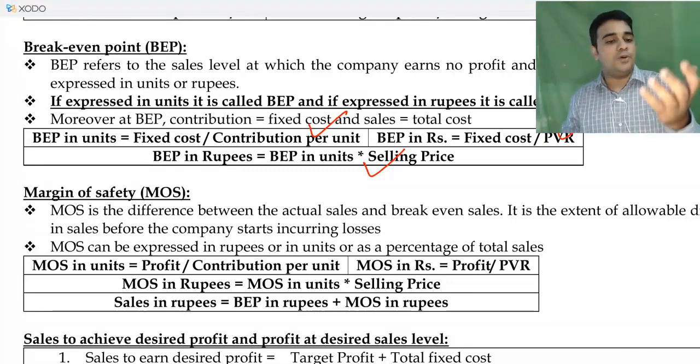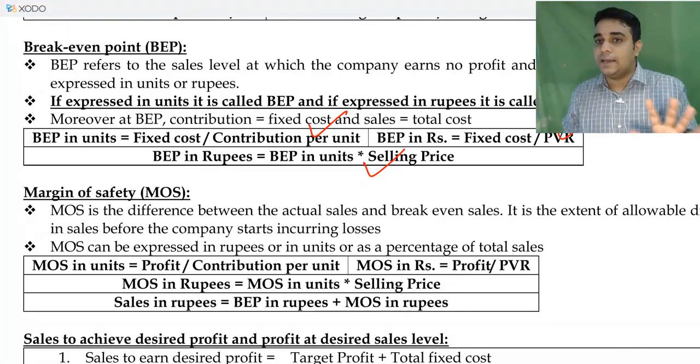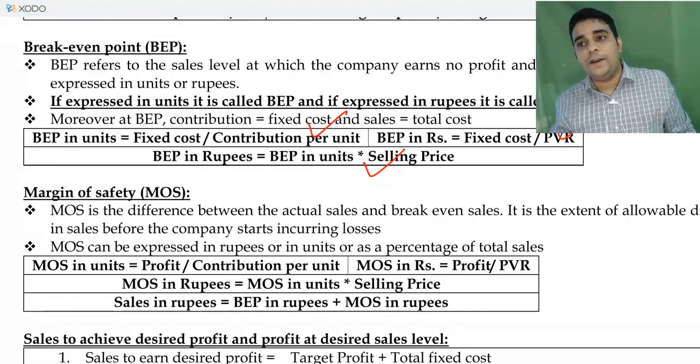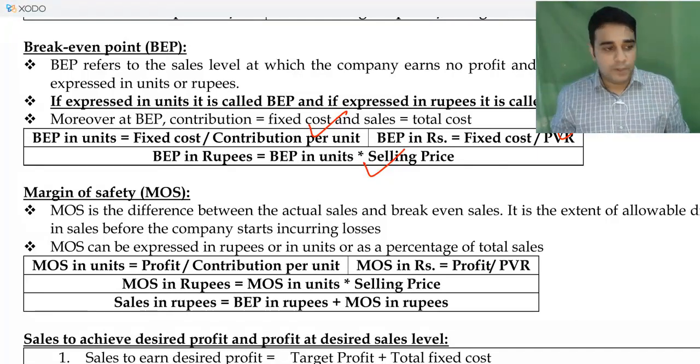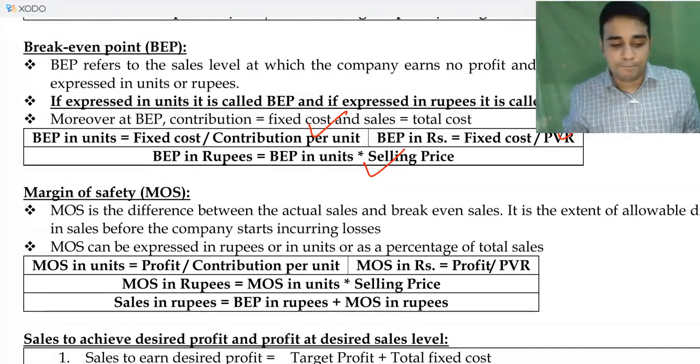In a practical world, you cannot say this is a break even sale, this is a margin of safety sale. There's no difference. These are just mathematical numbers. Just to explain that if you sell 5 lakh rupees, you will have no profit. Beyond 5 lakh only, you will start having profit. So that's just a calculation at your end. Practically, you cannot say this is a break even sale and this is a margin of safety sale. That is not possible.